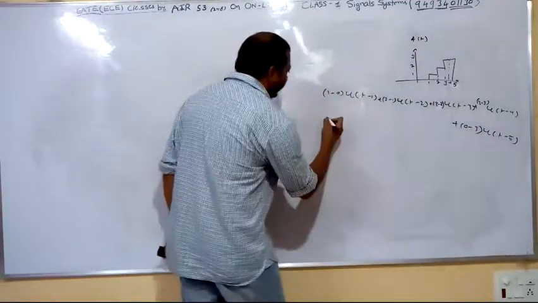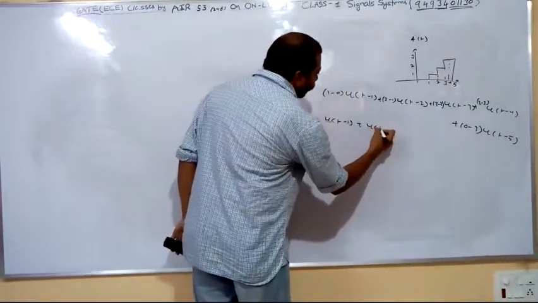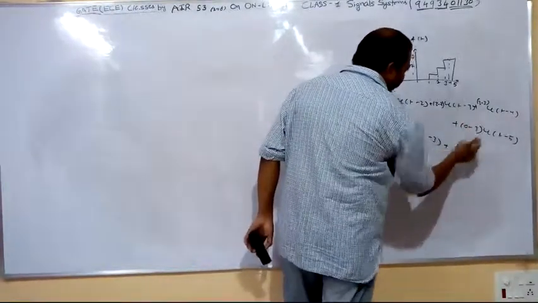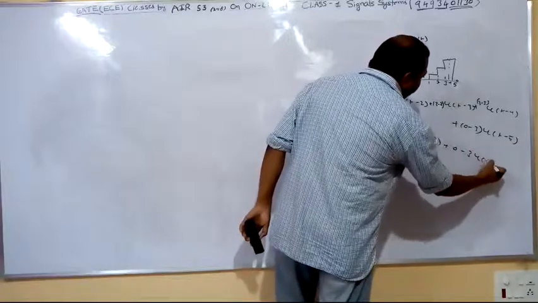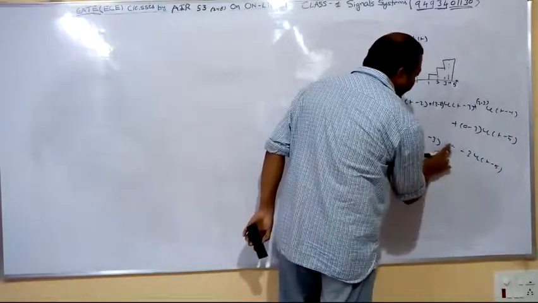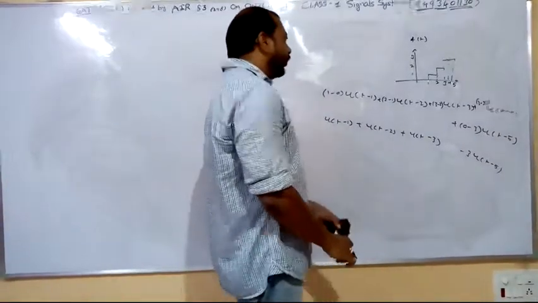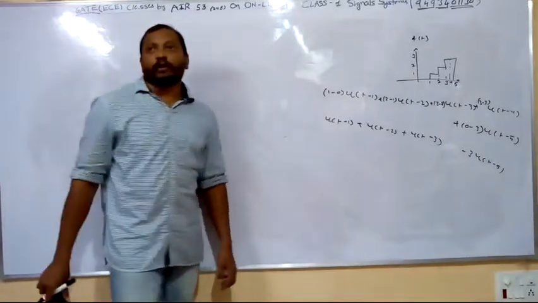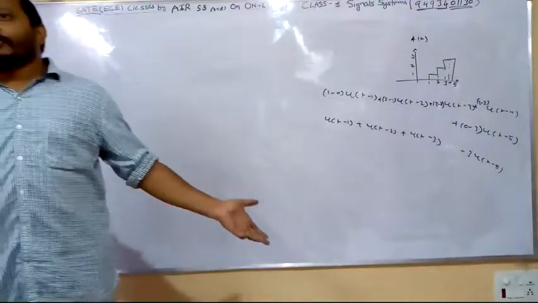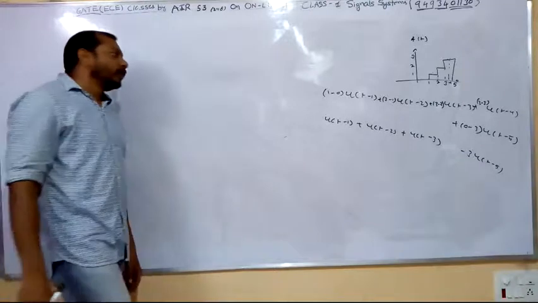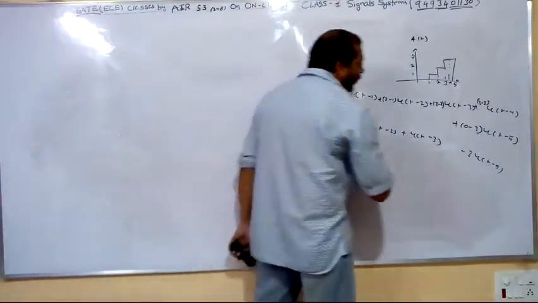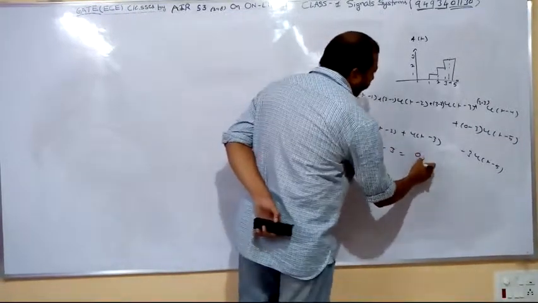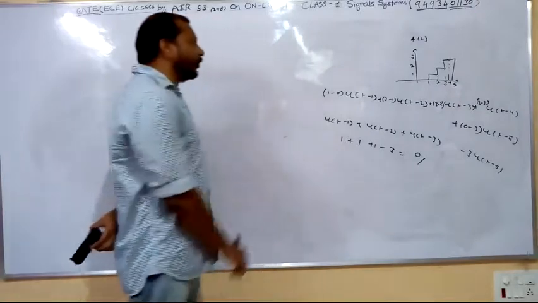Finally you can represent this as u of t minus 1 plus u of t minus 2 plus u of t minus 3 plus 0 into u of t minus 4 minus 3 into u of t minus 5; no need to write the t minus 4 term. The instances you have to consider are only wherever the change occurs. At t equal to 4 no need to consider because there was no step change at t equal to 4. Now the summation of all these coefficients of the signal is simply 1 plus 1 plus 1 minus 3, which is equal to 0. This is the final value.